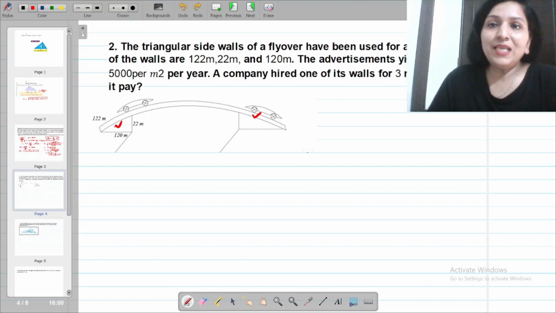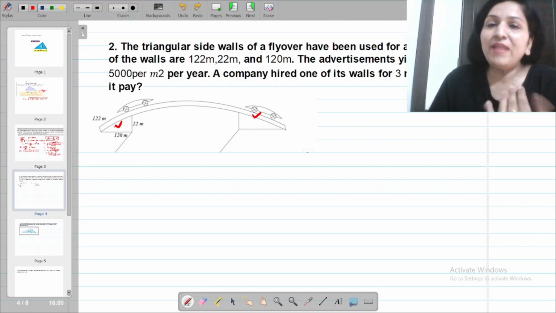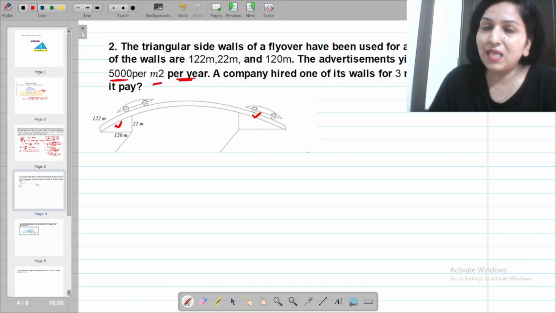The advertisement yields an earning of 5,000 per meter square per year. Yielding an earning means how much money the wall is being given. If you have taken a place on rent, so how much rent you need to pay? For 1 meter square, 5,000 rupees to be given for 1 year. Please mind the things given. For 1 meter square, 5,000 rupees to be given for 1 year. This is the charge for 1 year.